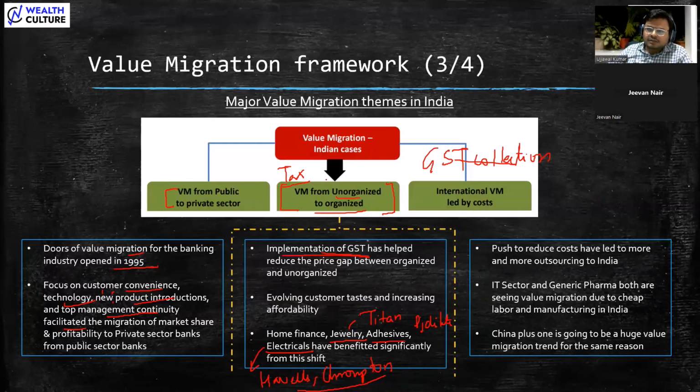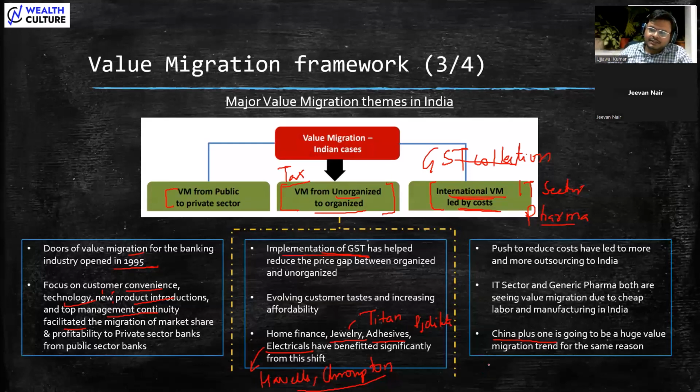Again, another value migration theme that has worked very well is cost, right? Which I discussed before. The IT sector and pharma, these two sectors have benefited significantly because of international value migration led by costs. Now we are seeing something like that with China plus one also. In a way, China is already a cheap cost destination.